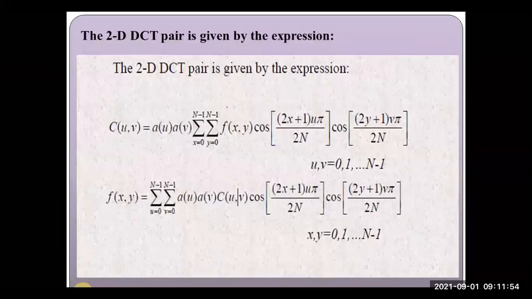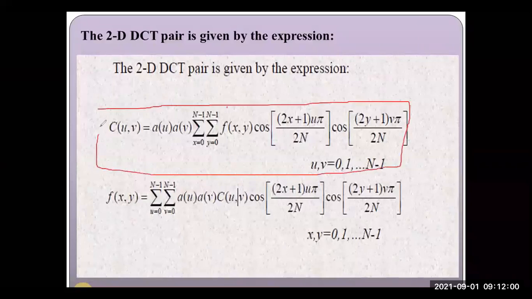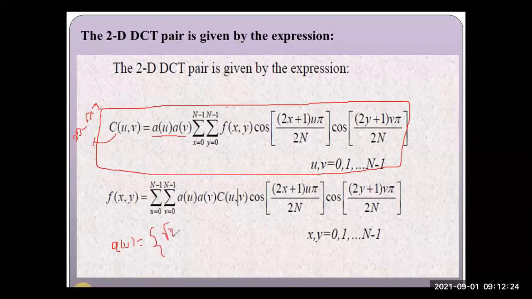Now this is the mathematical equation which is given for two dimensions. You can write this as the two-dimensional discrete cosine transformation, which is represented by C(u,v). I have two constants here, A(u) and A(v). The range of A(u) will be the same: root over 1 by n if u is equal to 0, and root over 2 by n if u is greater than or equal to 1.